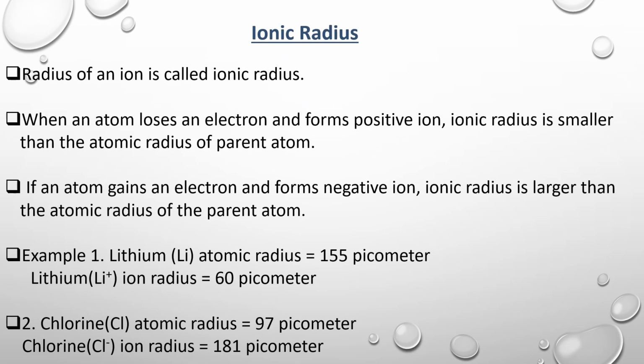Ionic radius. The radius of an ion is called the ionic radius. When an atom loses an electron and forms a positive ion, the ionic radius is smaller than the atomic radius of the parent atom. If an atom gains an electron and forms a negative ion, the ionic radius is larger than the atomic radius of the parent atom. For example, the lithium atomic radius is 155 picometers, while the lithium positive ion radius is 60 picometers. And the second example is chlorine. The atomic radius of chlorine is 97 picometers, but the negative chlorine ion radius is 181 picometers.